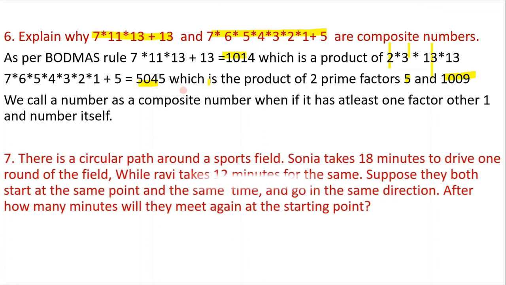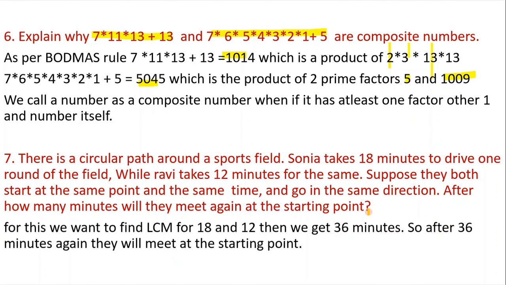Next question. There is a circular path around a sports field. Sonia takes 18 minutes to drive one round of the field, while Ravi takes 12 minutes for the same. Suppose they both start at the same point at the same time and go in the same direction. After how many minutes will they meet again at the starting point? For this type of question, we find the LCM of the given two numbers, 18 and 12. We get 36 minutes, and this is the required time. So after 36 minutes they again meet at the starting point.